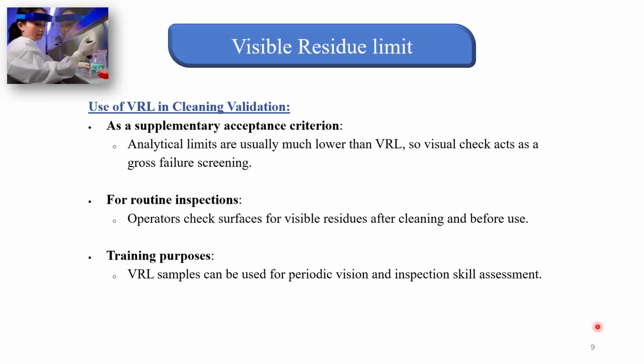Second, VRL is widely used in routine equipment inspections. After cleaning and before equipment use, operators visually inspect all product contact surfaces, and if any visible residue is observed, the equipment is considered unacceptable regardless of analytical results. Third, VRL plays an important role in training and qualification of the personnel. VRL study samples can be used to train operators on what visible residue looks like and to periodically assess their visual inspection capability. So, VRL supports daily GMP operations by strengthening visual inspection and improving overall cleaning control.